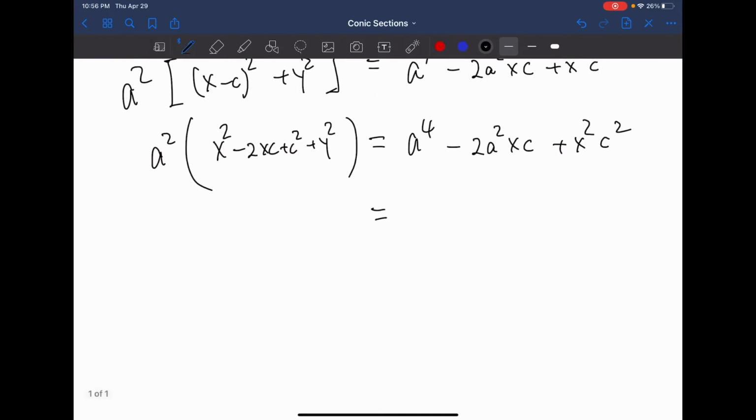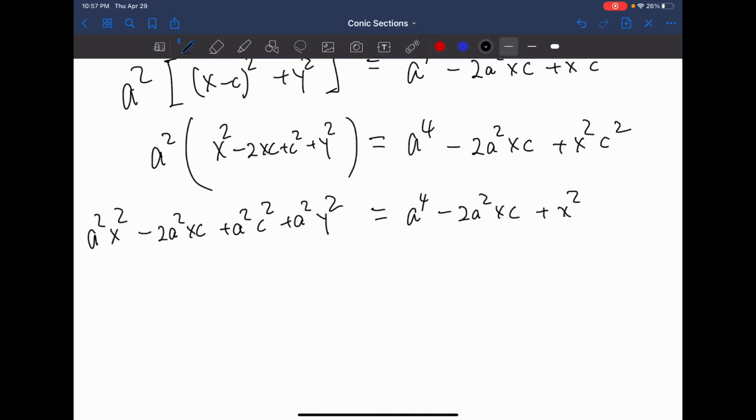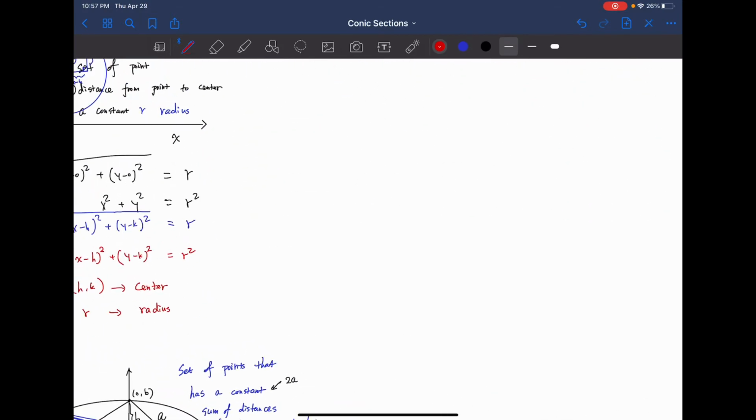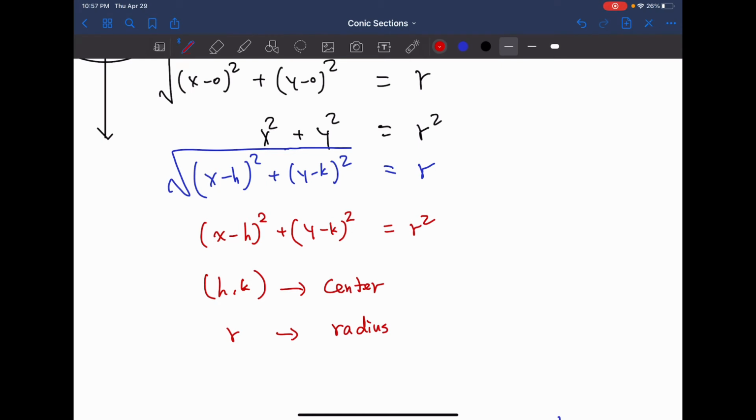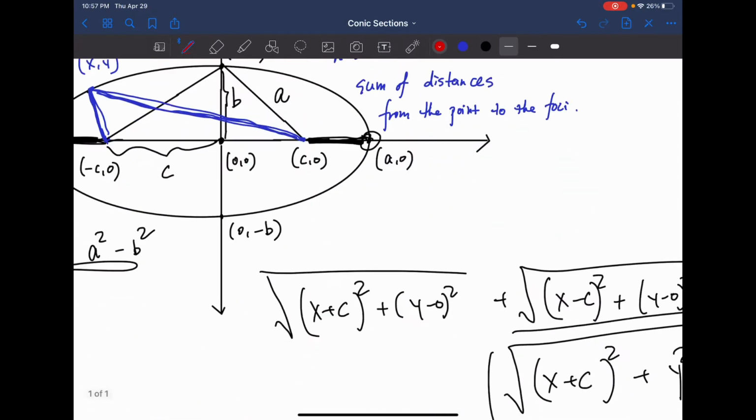And let's factor the whole thing out. A squared x squared minus 2a squared xc plus a squared c squared plus a squared y squared will be equal to a fourth minus 2a squared xc plus x squared c squared. And what we have here also has a common term that we can cancel out. And we can move one of the sides for it to have the x, y terms, because we know that it will be similar to the equation of a circle, because it is essentially the same thing, and the conic sections have a connection between each other.